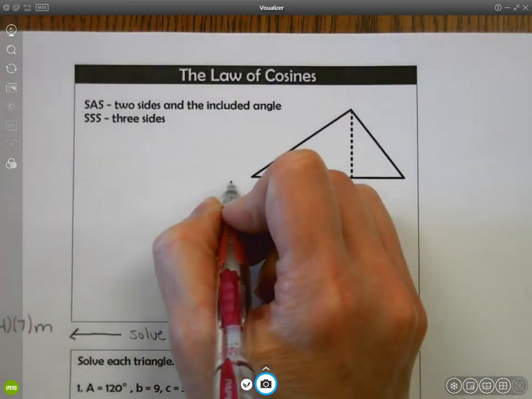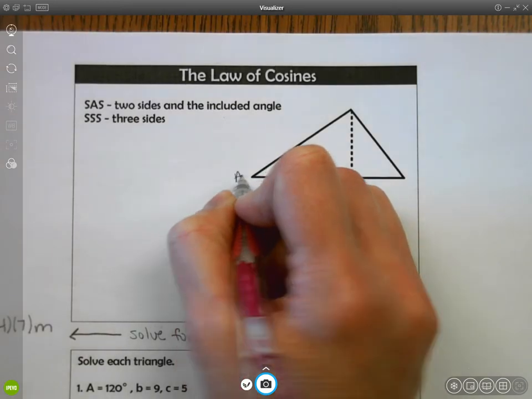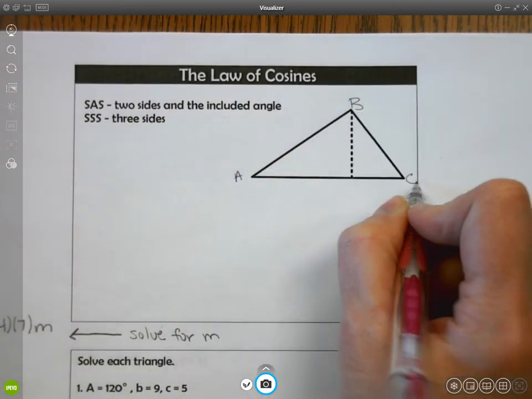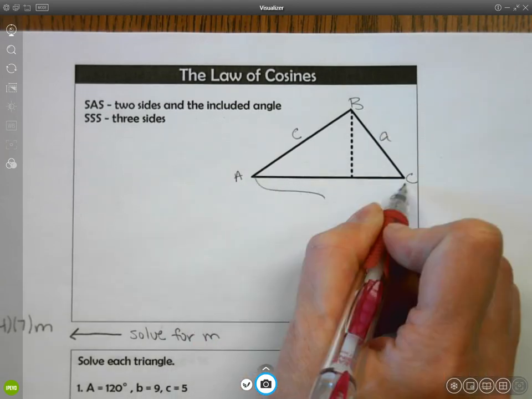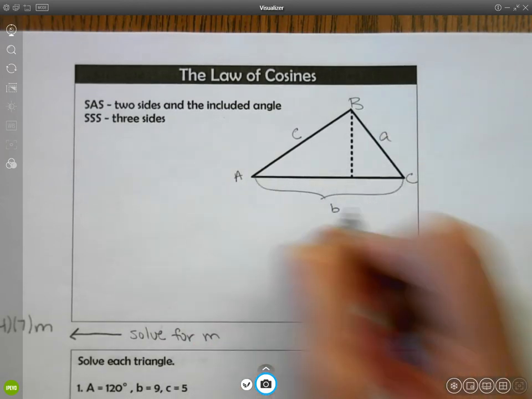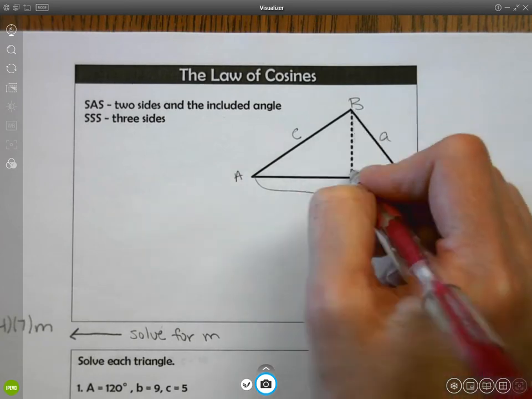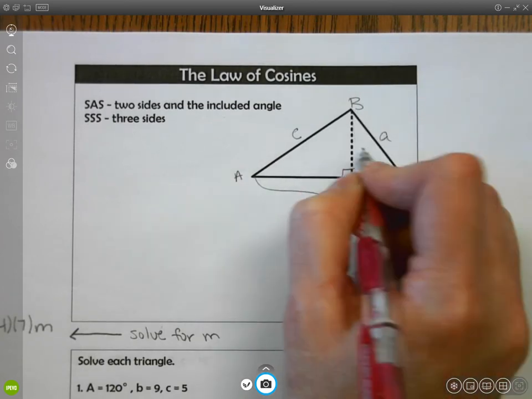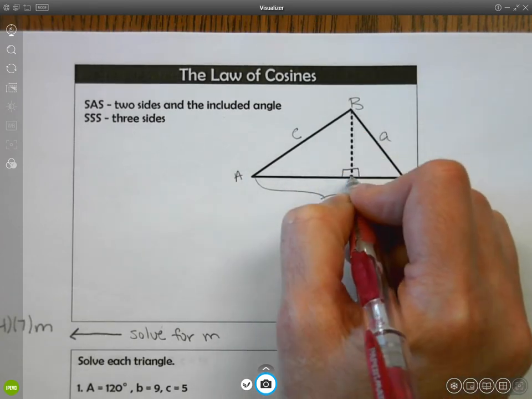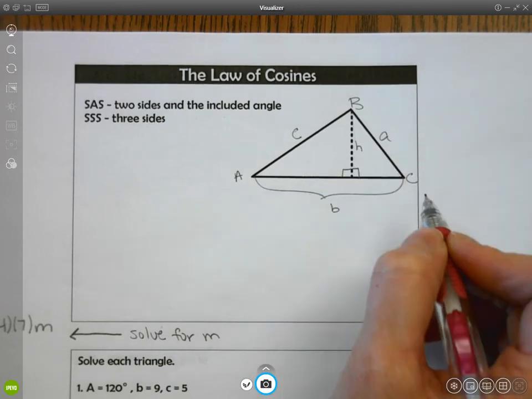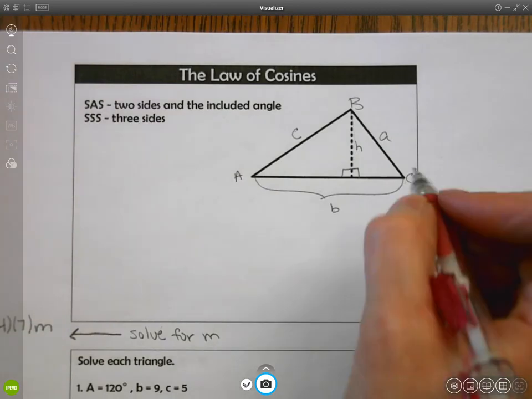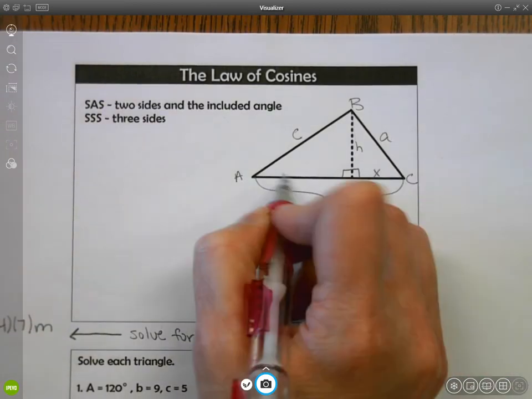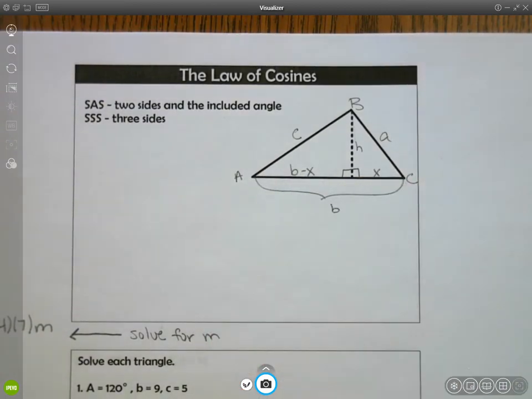So if I call this A, B, and C, then this is side C, this is side A, this is side B. To use Pythagorean theorem, we have to have a right triangle. So I'm going to drop down the altitude, call this H. We'll call this X, which means this is B minus X.